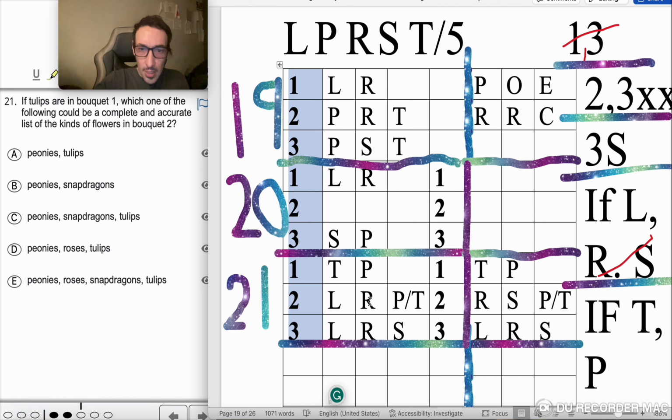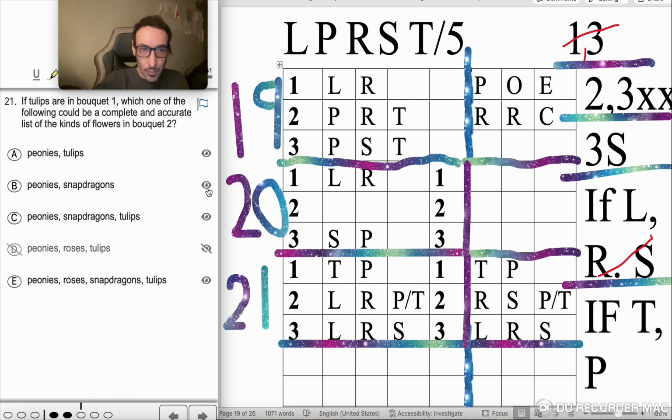So right now I see 4 variables is possible. So if I don't see 4 variables, I'm going to go ahead and eliminate it. So process of elimination brought us down to choice E.